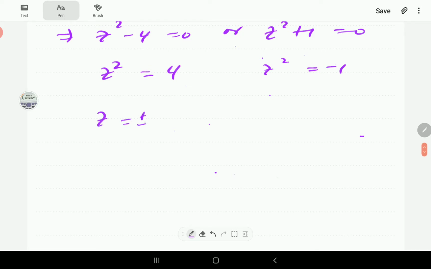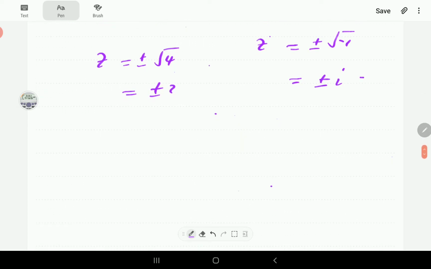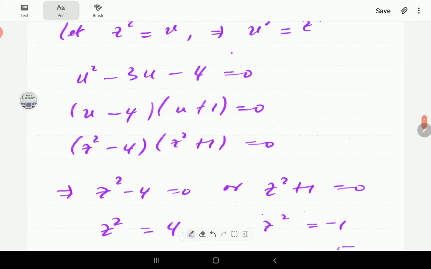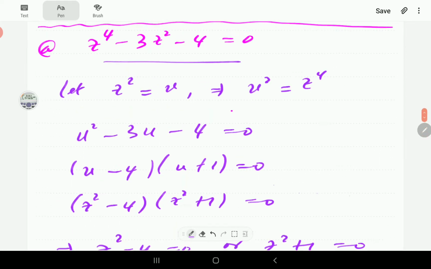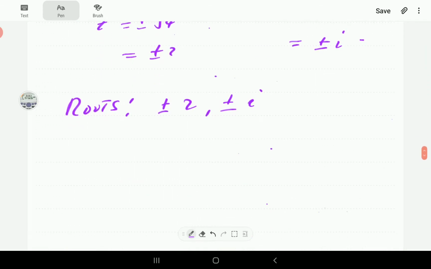Here, z is going to be plus or minus the square root of 4, so that's plus or minus 2. Here, z is going to be plus or minus the square root of negative 1, so it's going to be plus or minus i. So the roots of our equation, in summary, are plus or minus 2, plus or minus i. So that is the first example.